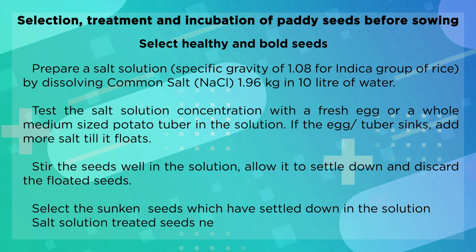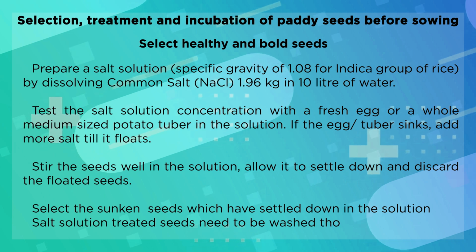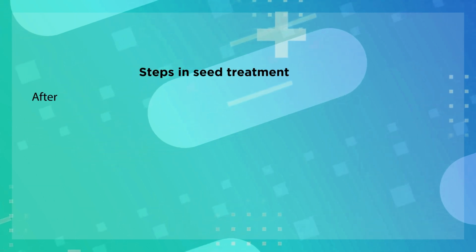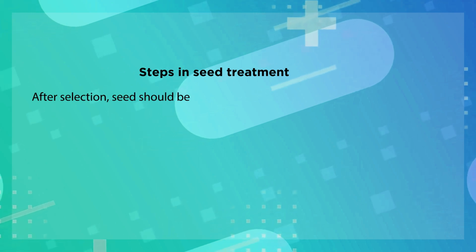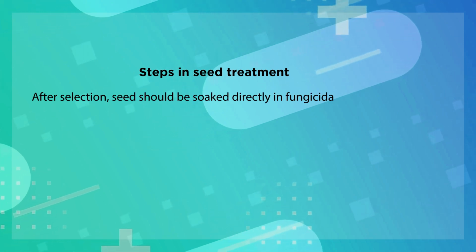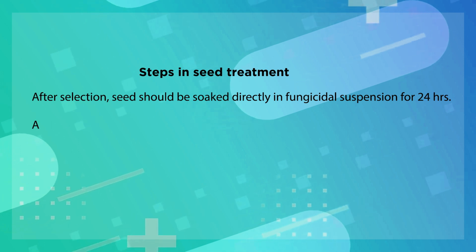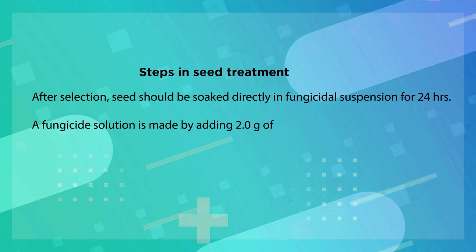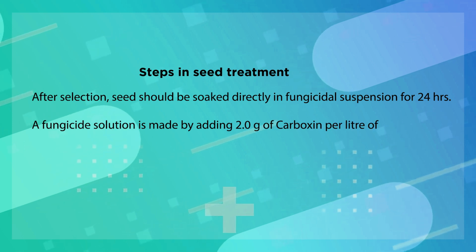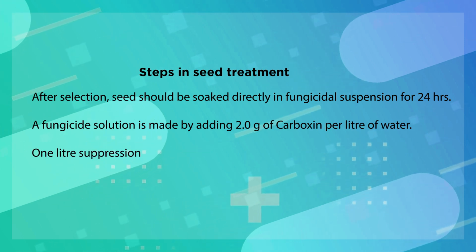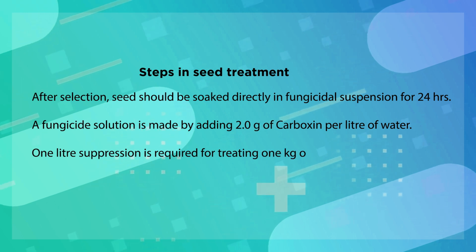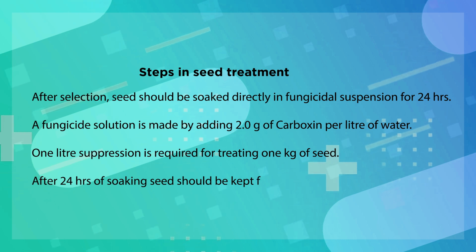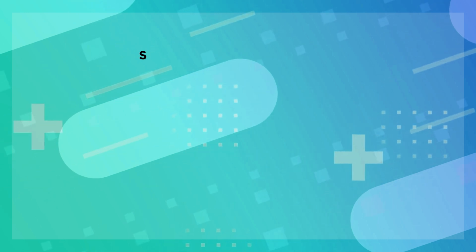Salt solution treated seed needs to be washed thoroughly. Now the steps in seed treatment. After selection, seeds should be soaked directly in fungicidal solution for 24 hours. A fungicide solution is made by adding 2 grams of carboxin per kg of seed per liter of water. 1 liter suspension is required for 1 kg of seed. After 24 hours of soaking, seeds should be kept for incubation.